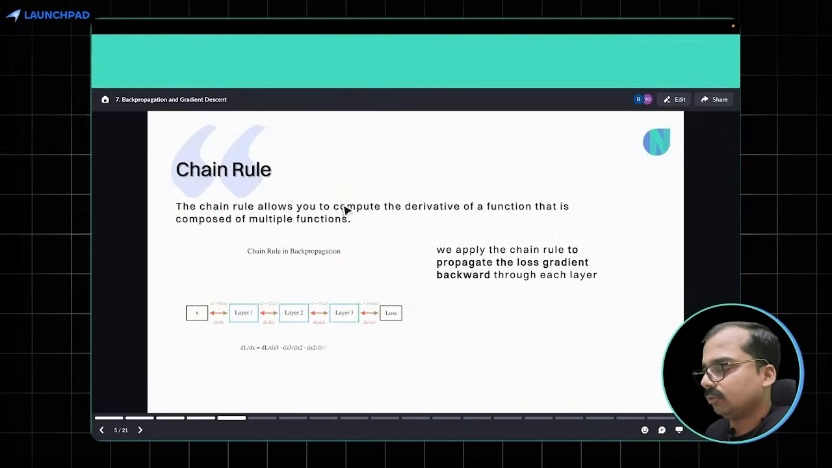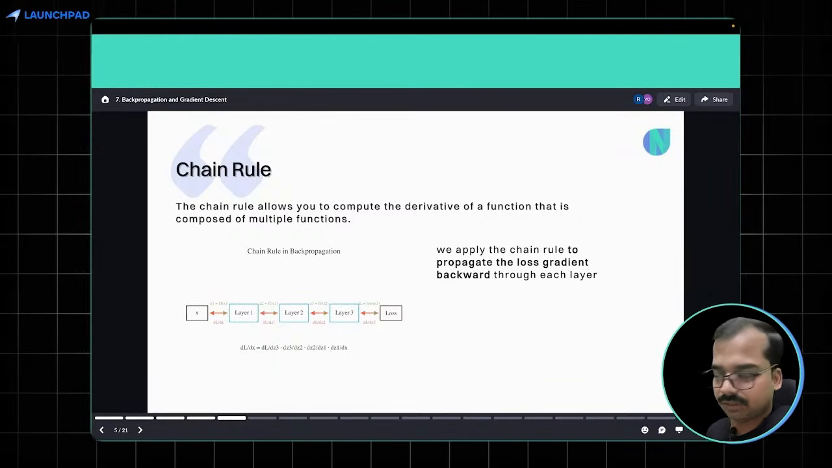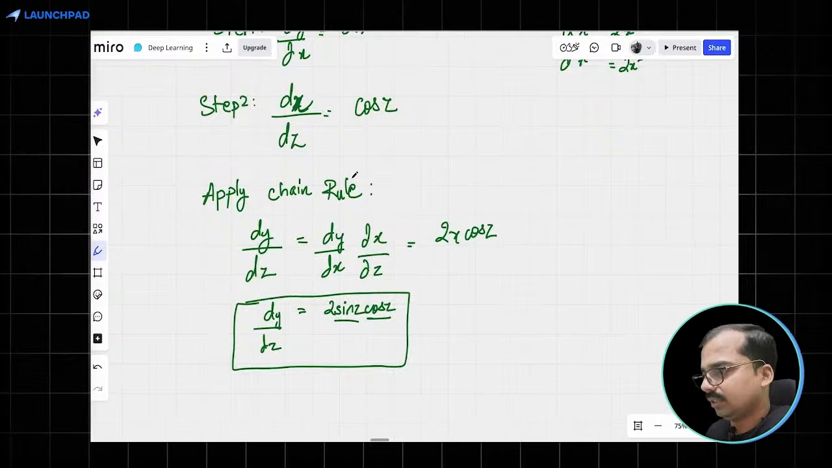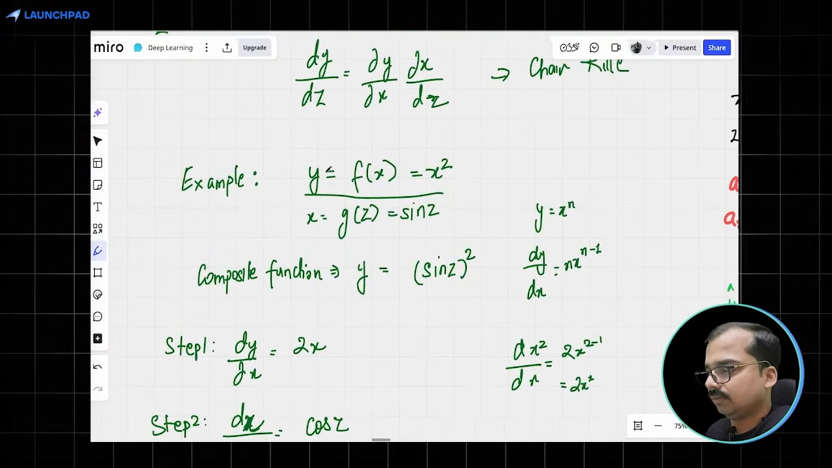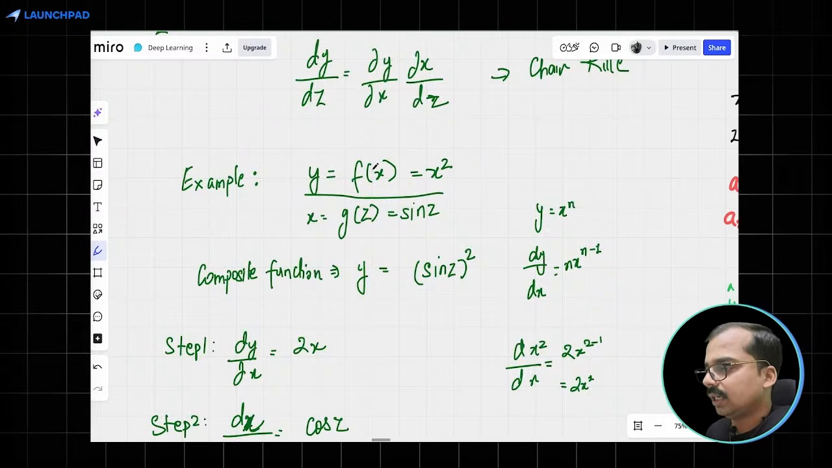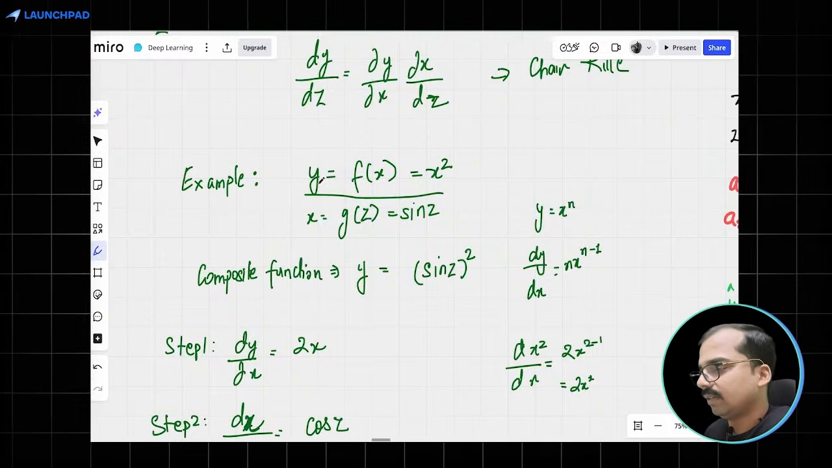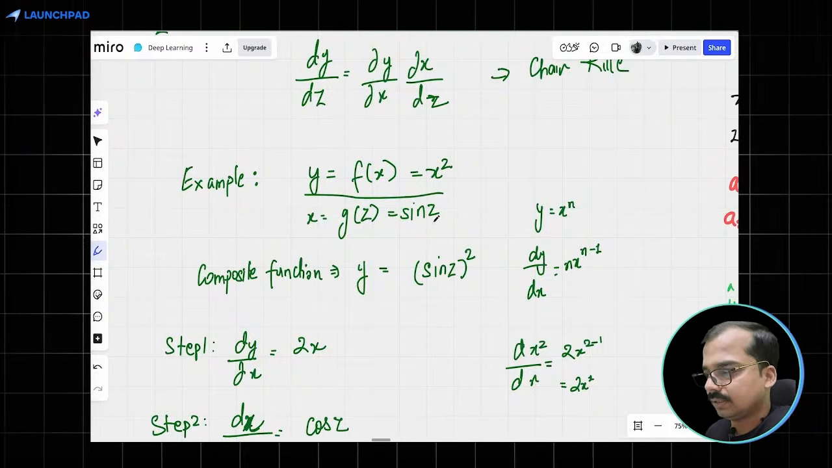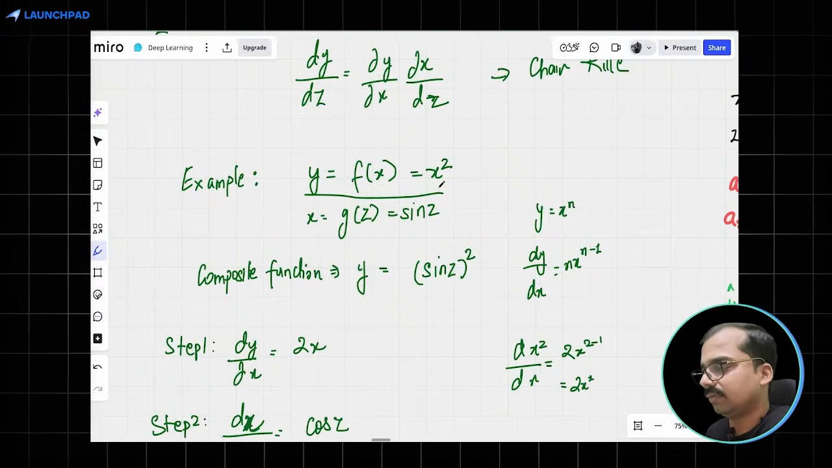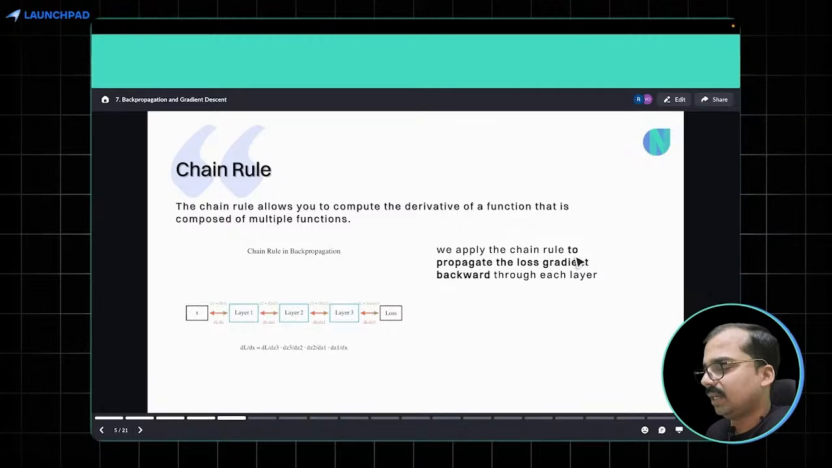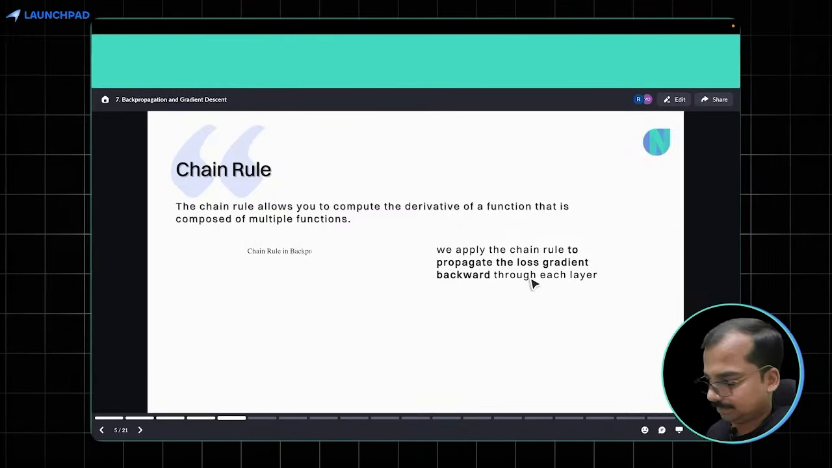The chain rule allows us to compute the derivative of a function that is composed of multiple functions. So here, y was a function of x, but x was also a function of another variable, right? So if I want dy by dz, I combine these two. This is known as the chain rule of differentiation. So we apply the chain rule to propagate the loss gradient backwards through each layer.